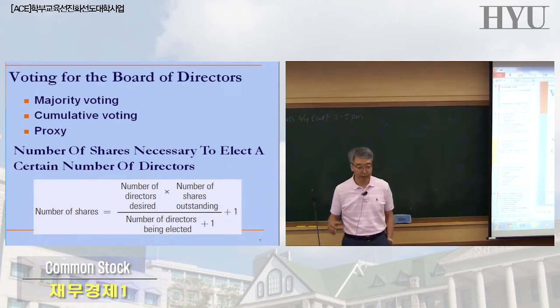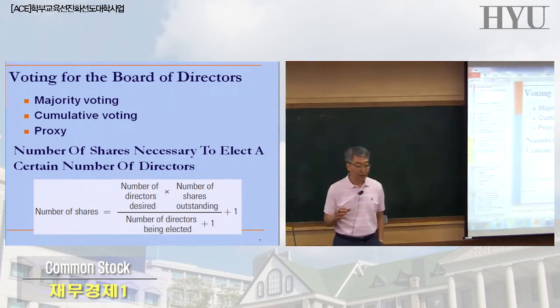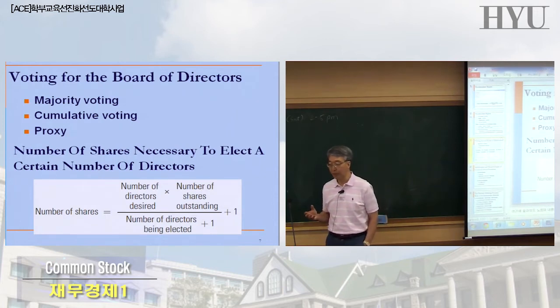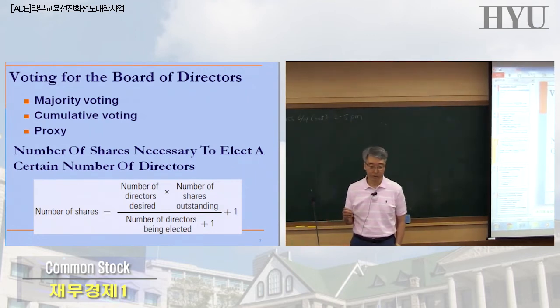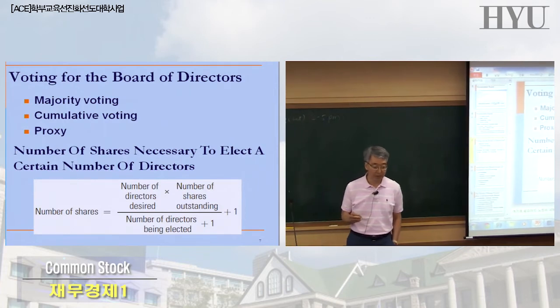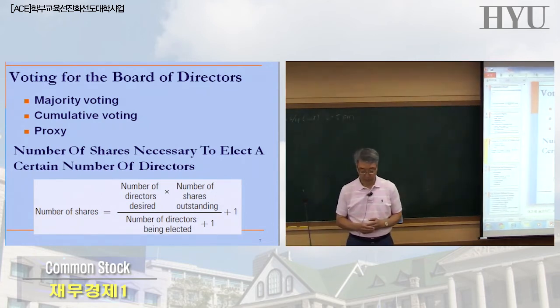There may be two factions among the stockholders, and whoever holds the majority votes can elect everyone. Maybe you have 9 people on your board. Then all 9 people will be elected by the majority faction, and those people that belong to the minority view may not be able to elect anyone to the board. So to correct that problem, some companies have cumulative voting.